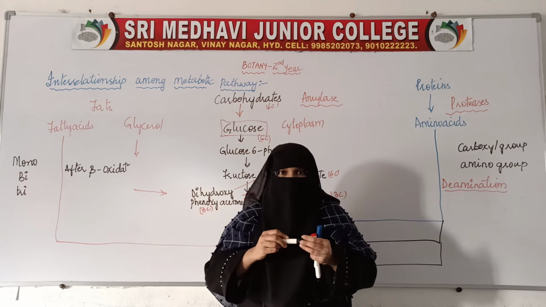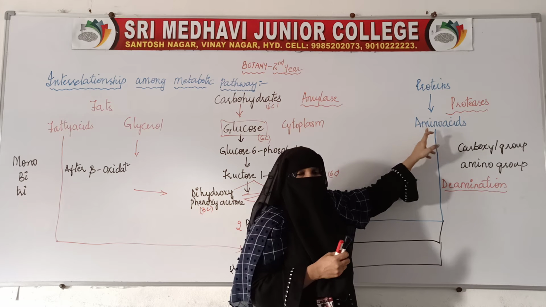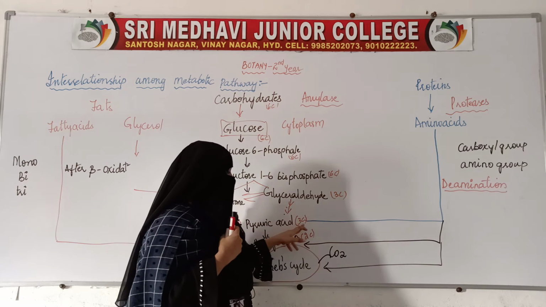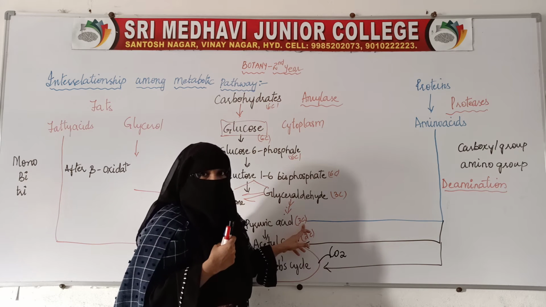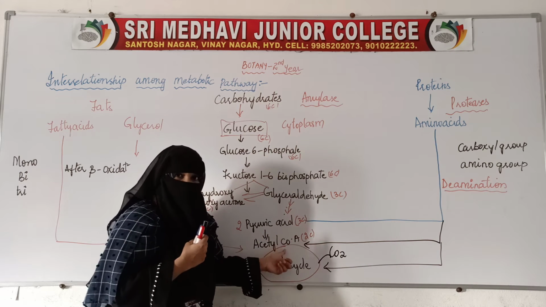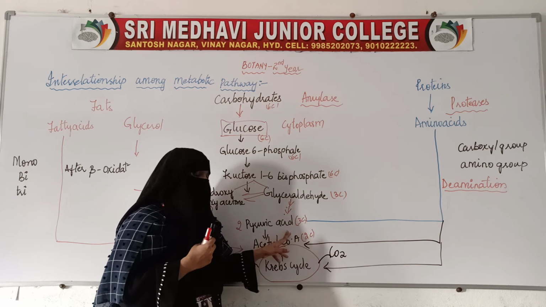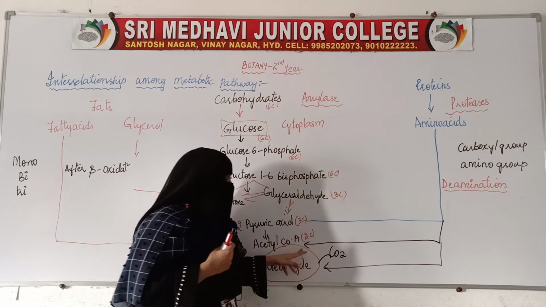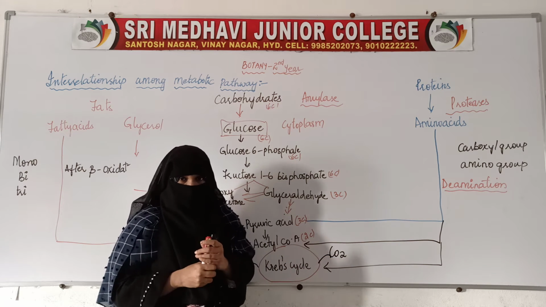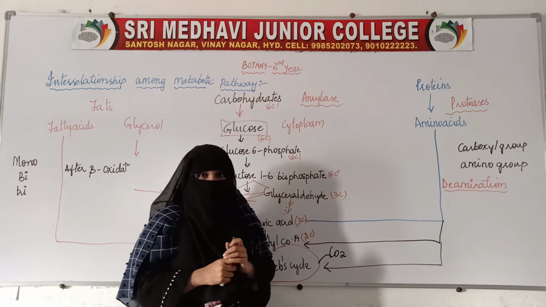So proteins will be changed into amino acids. After deamination, they change into pyruvic acid, or they enter into this pathway. These amino acids will join at pyruvic acid, or at acetyl coenzyme A, or directly in the Krebs cycle. So this is how proteins are utilized during respiration.